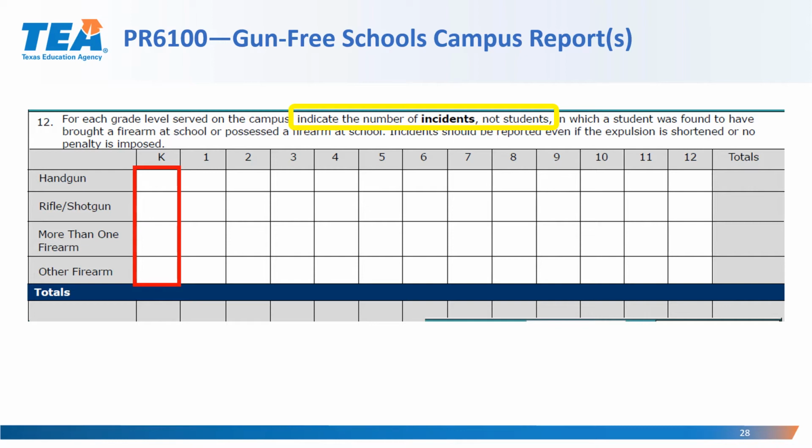In this section, the LEA is dealing with number of incidents, not students. So by grade level, the LEA would record the number of incidents involving each of these types of weapons. Again, number of incidents, not number of students.